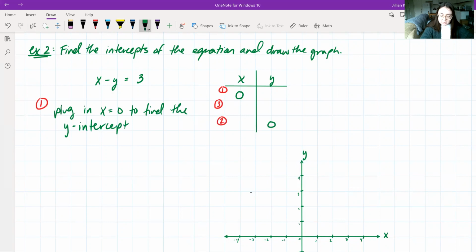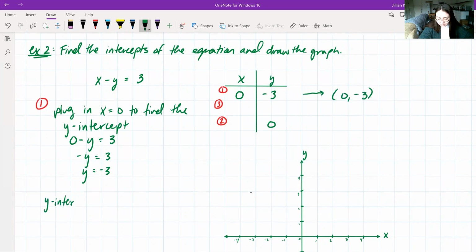So our equation is x minus y is equal to 3. So 0 minus y is equal to 3. This gives us negative y is equal to 3. So y is just equal to negative 3. We can fill this spot in on our table. So when x is equal to 0, y is equal to negative 3. So our point here is going to be 0, comma, negative 3. And we've identified that now our y-intercept is at 0, negative 3.